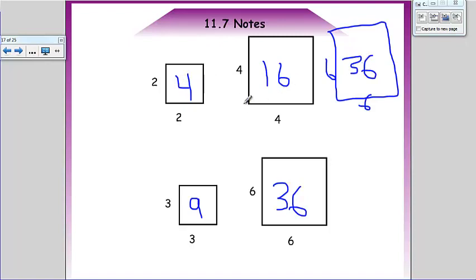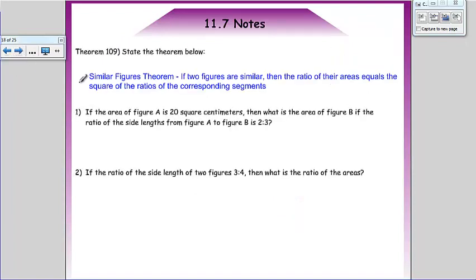Which makes sense because we're changing each dimension. So if we're doubling the base, we're also doubling the height. And that's where our main theorem from this section comes in, called the similar figures theorem. If two figures are similar, the ratio of their areas equals the square of the ratio of their corresponding segments.